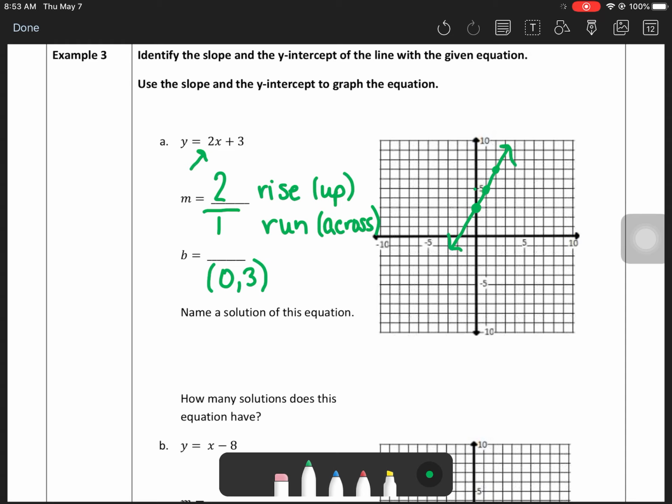And our next question says find another solution. So (0, 3) was our y-intercept, but the next point we drew was over 1, up 5. So that was another solution. And because it is a line, there are infinite solutions. Infinite solutions.